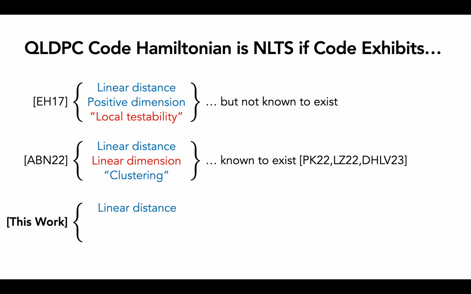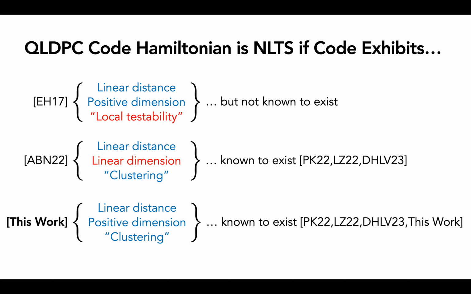So in our work, we get the best of both worlds. We show that LDPC codes with linear distance, any positive dimension, and this weaker clustering property yield NLTS code Hamiltonians. And as I mentioned at the start, we also give this construction of planar quantum LDPC codes, which possess these three properties but likely do not have linear dimension. So in this respect, we give additional constructions of code Hamiltonians that yield slightly new NLTS Hamiltonians.